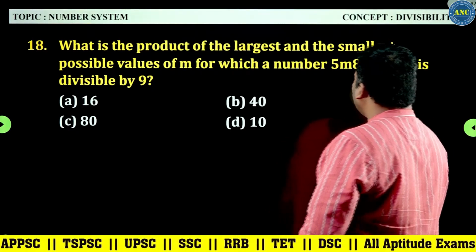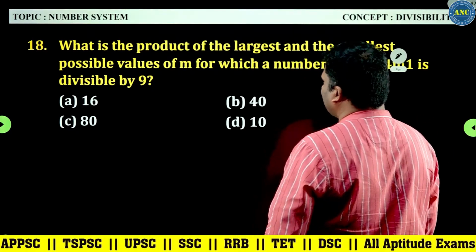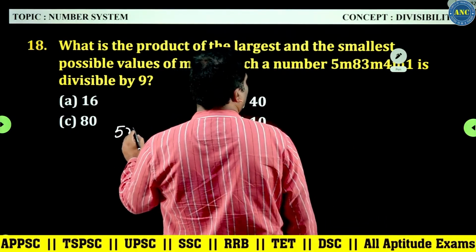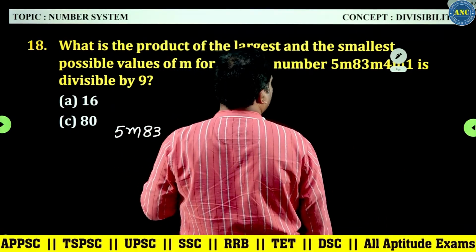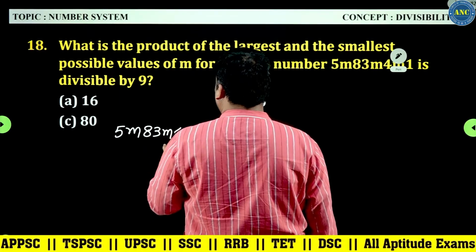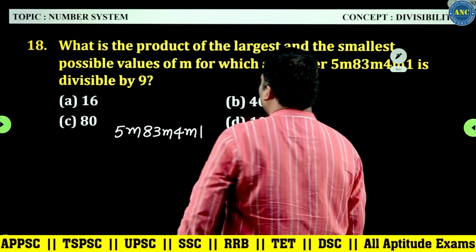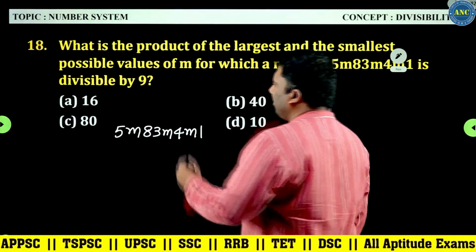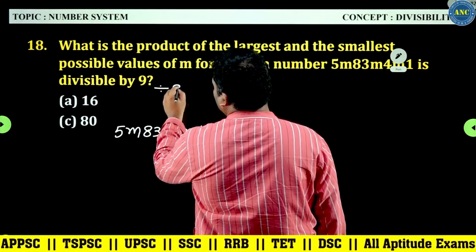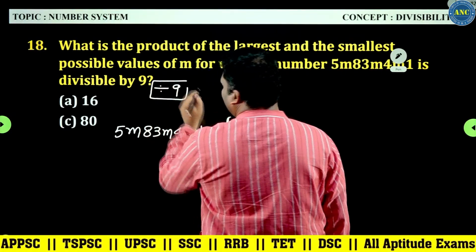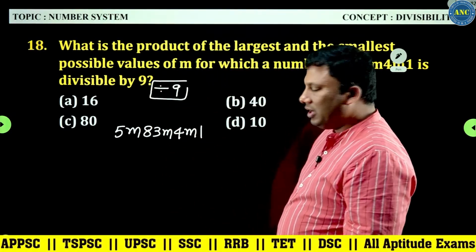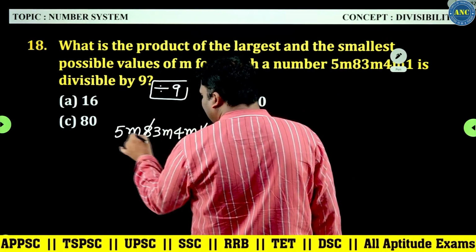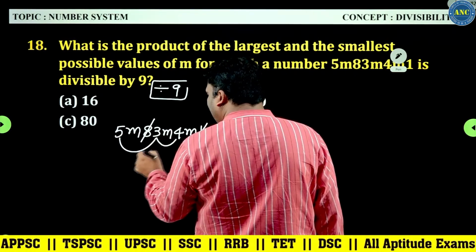What is the product of the largest and the smallest values of m for which a number 5m834m1 is divisible by 9? Divisible by 9 means the sum of the digits should be divisible by 9. 8 plus 1, 9 out. 5 plus 3, 8. 8 plus 4, 12.